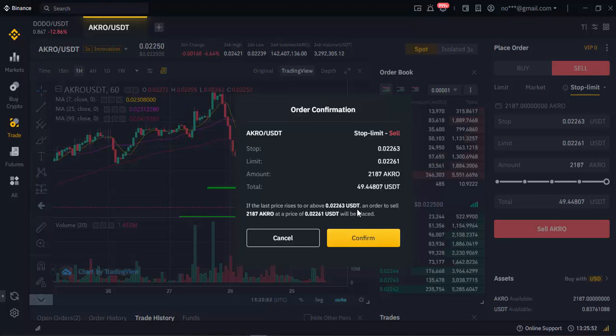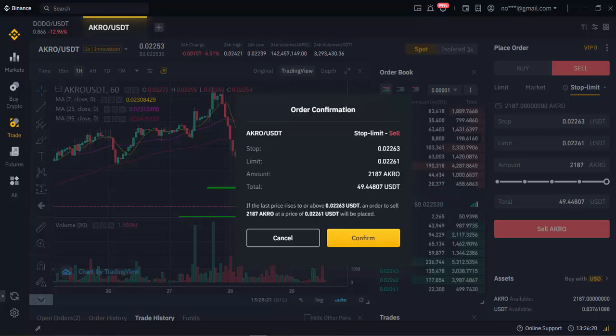Immediately we click on Sell ACCRO, then it takes it to the order book. We need to confirm it actually. So this says ACCRO/USDT stop limit and then sell. Stop 0.02263, limit 0.02261, amount 2187 ACCRO, and then total 49.44 USDT.